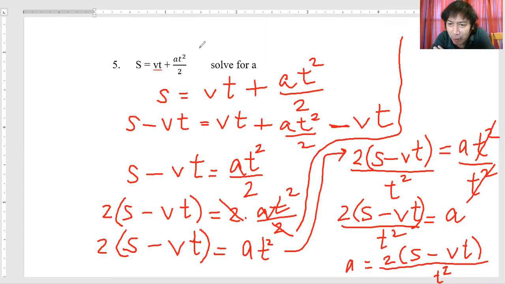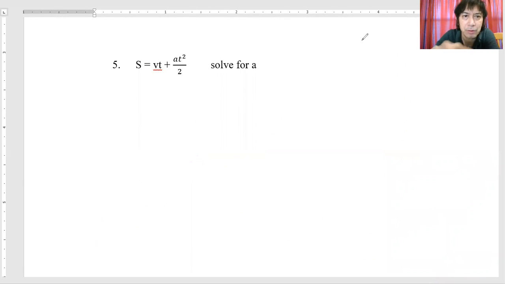All right, so A is equal to 2 times S minus VT over T squared. That's the final answer for number 5. Hope you were able to get that. Let's have number 6. Let's continue with the 6th number.